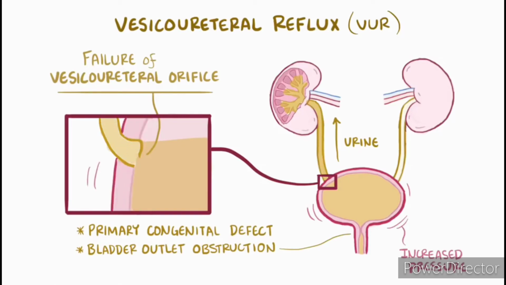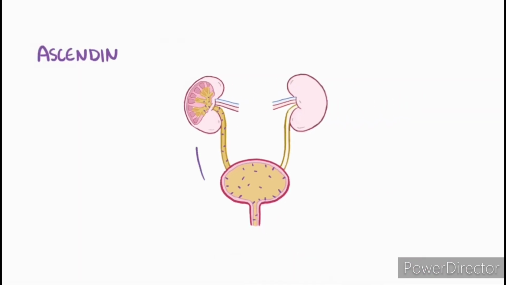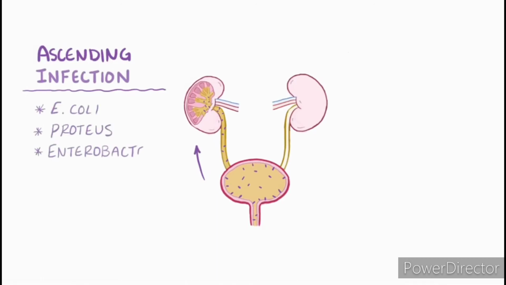Kind of a double whammy, obstruction also leads to urinary stasis, where urine stands still, which makes it easier for bacteria to adhere and colonize the urinary tract. So, for ascending infections that cause acute pyelonephritis, the most common organisms are E. coli, Proteus species, and Enterobacter species, all of which are commonly found in the bowel flora.